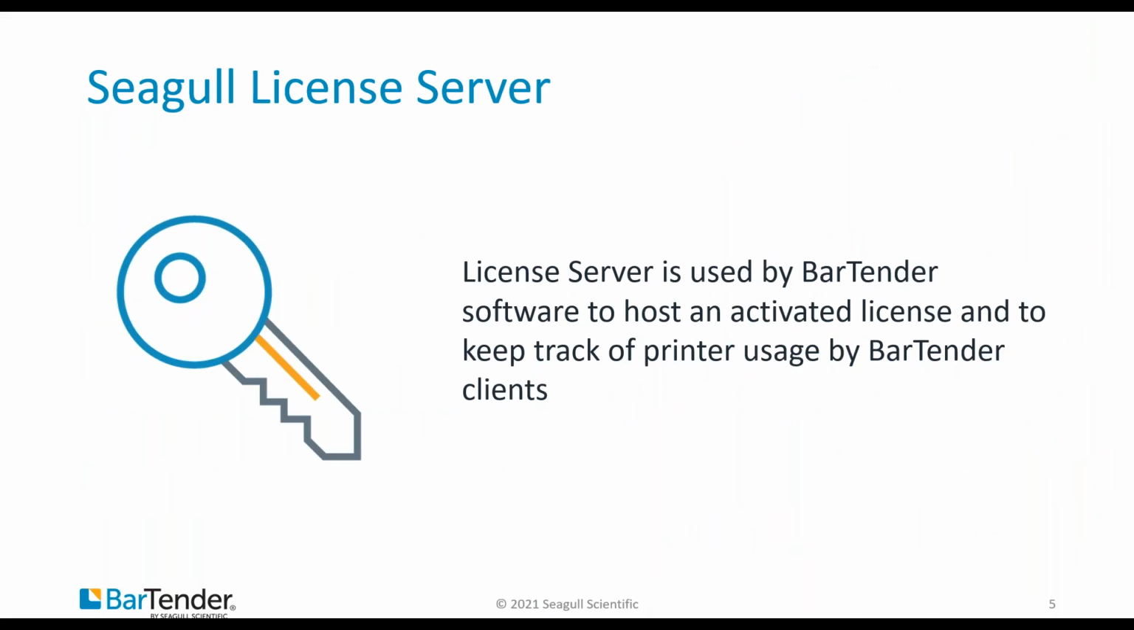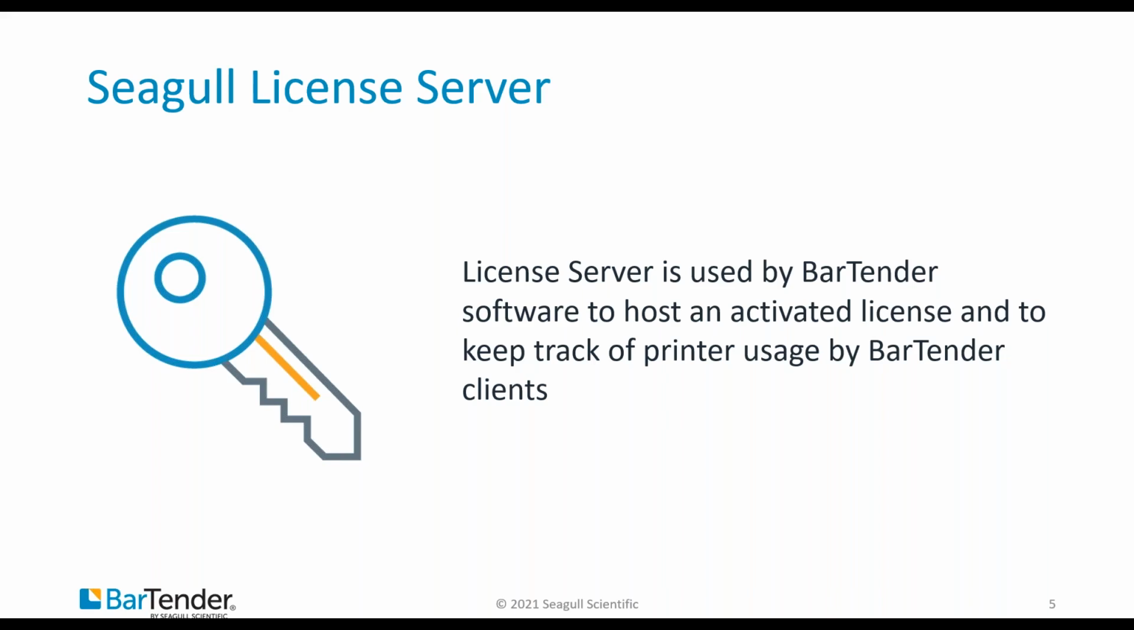Let's start with a baseline understanding of the Seagull license server and its primary function. The Seagull license server is used by BarTender software to host an activated software license and to keep track of printer usage by the BarTender print clients. It hosts the license by way of activating a product key code that you purchase in the BarTender software along with Seagull Scientific's activation server.